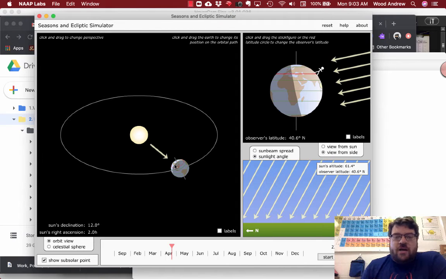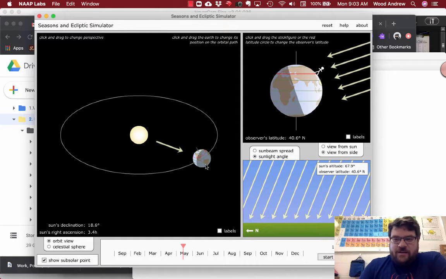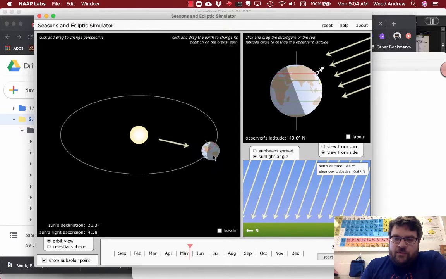So when we talk about Earth's position in space, as we move this, you can see the little sun position over here on this diagram slowly moving upward or northward as we move through the course of the year.